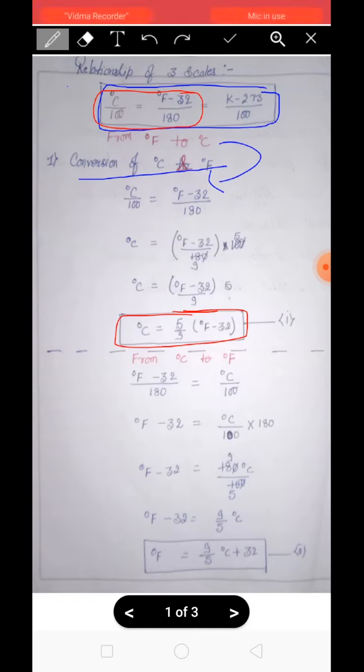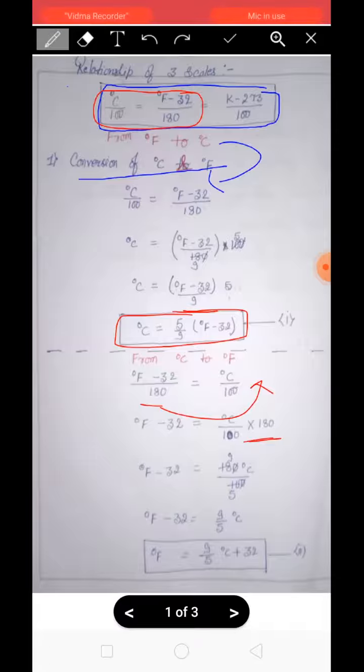Understood? So this is the first conversion. Now let's move on to the next one. Again, we are converting degree centigrade to degree Fahrenheit. For that reason, we will need to make this F alone. So we will send first 180 to the second side, and then we will send this minus 32 to the second side. Understood? So first we have sent 180 to this side, and it has become multiply.